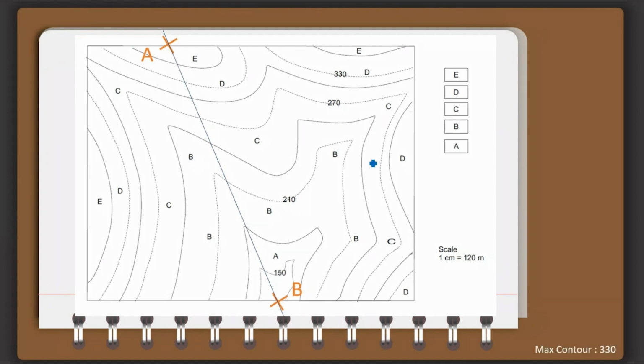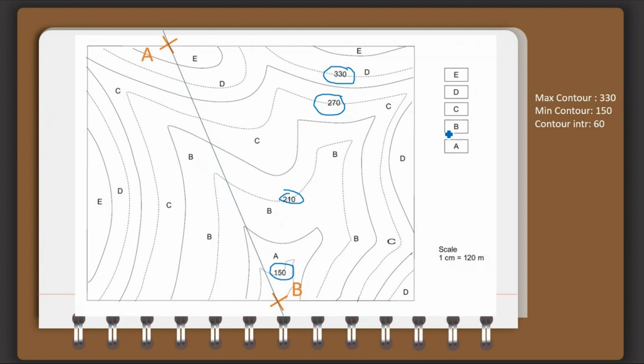I need to identify the maximum contour in this area. That is 330, the maximum height of the hill in this area, and the minimum height of the hill in this region is 150 meter. And what is the contour interval? 330 minus 270 comes to 60. 270 minus 210 comes to 60. 210 minus 150 comes to 60. So the contour interval is 60.